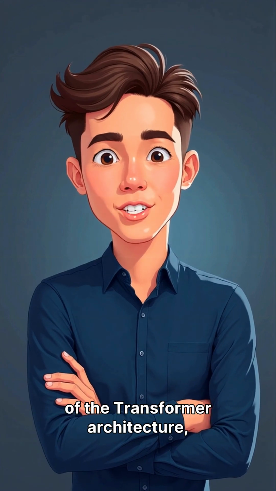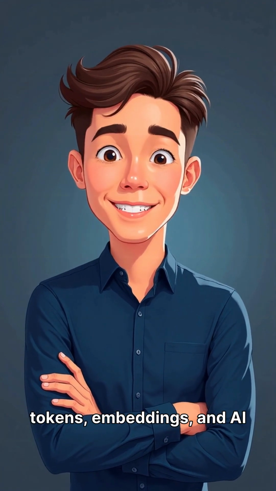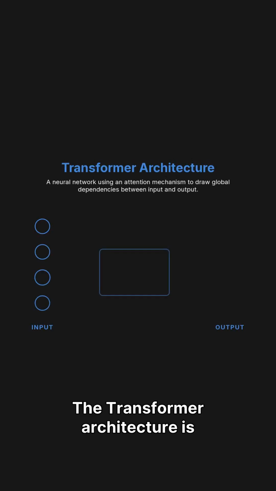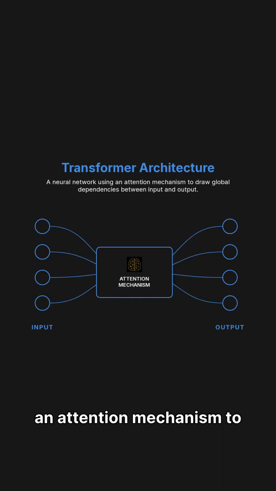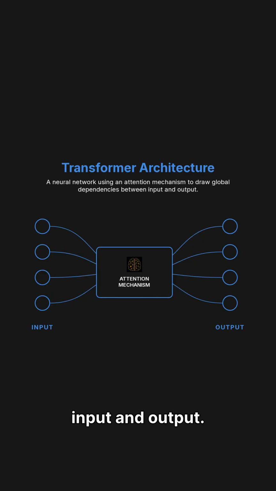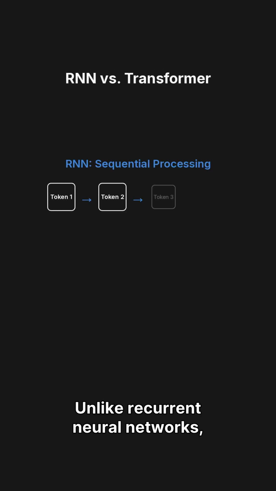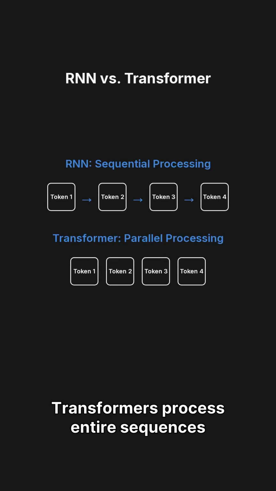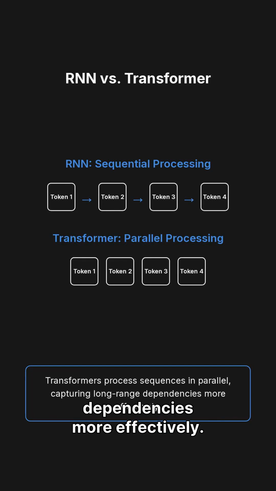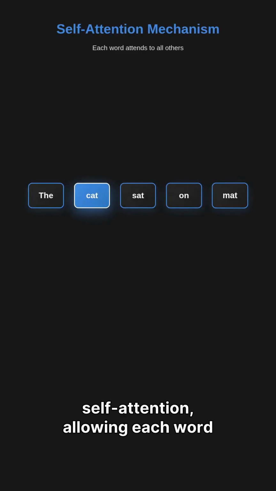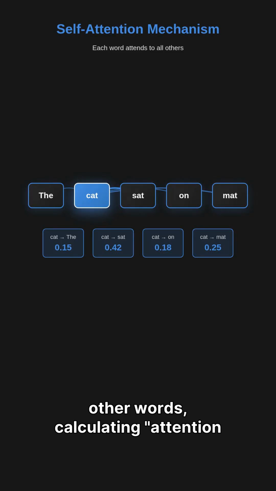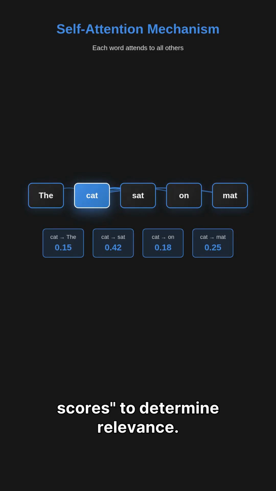Welcome to an overview of the transformer architecture, tokens, embeddings, and AI model training methods. The transformer architecture is a neural network using an attention mechanism to draw global dependencies between input and output. Unlike recurrent neural networks, transformers process entire sequences in parallel, capturing long-range dependencies more effectively. The core innovation is self-attention, allowing each word to attend to all other words, calculating attention scores to determine relevance.